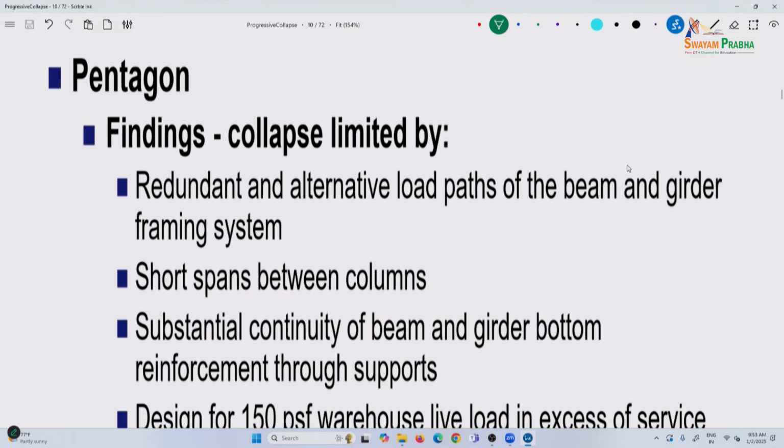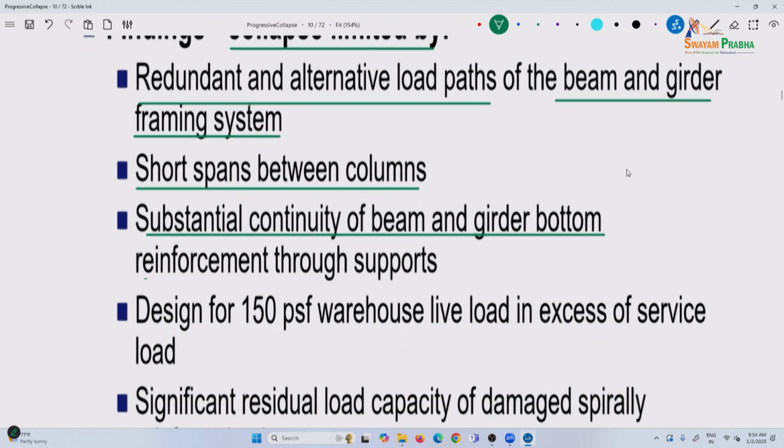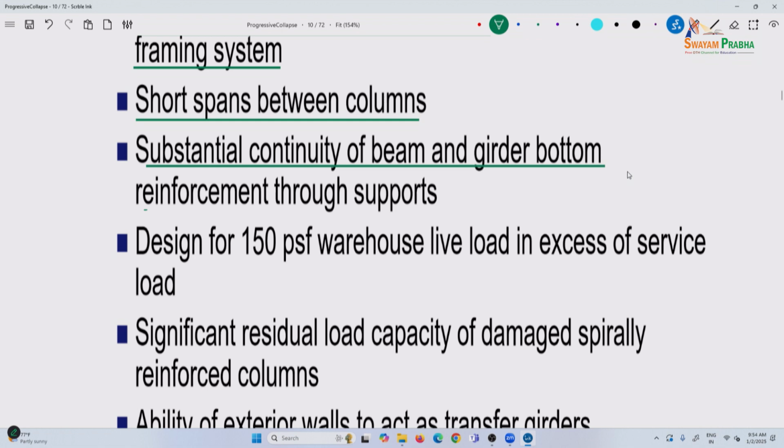Some of the good learnings were in the Pentagon. It was limited, collapse was limited. It had a lot of redundant and alternative load paths for the beam and girder system. There are also short spans between columns, and there is a lot of continuity. All these have been adopted throughout the supports. We will see later on providing, and it was also designed excessively in excess of what the service live load was. So, residual load capacity significant.